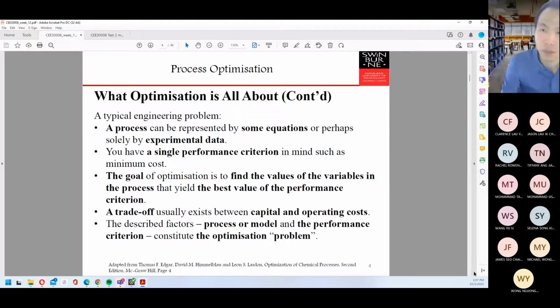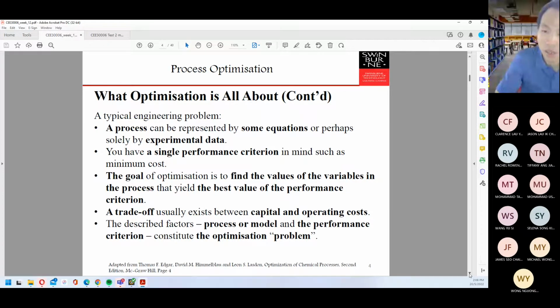So what is optimization all about? It's in a typical engineering problem. What we do is, because we do modeling, a process can be represented by some equations or experimental data. Then we have a single performance criterion in mind, such as minimum cost. The goal of optimization is to find the values of the variables in the process that yield the best value of the performance criterion. A trade-off usually exists between capital and operating costs.